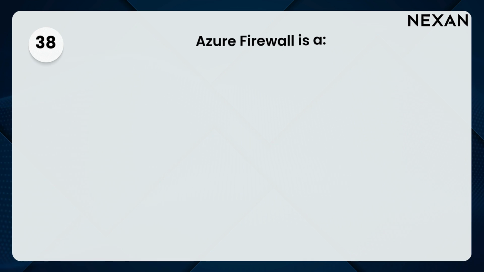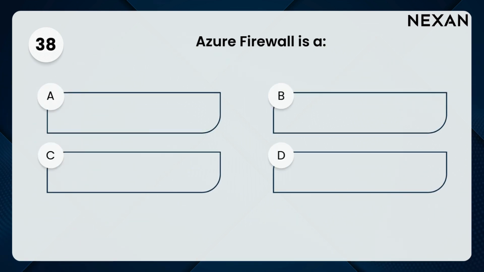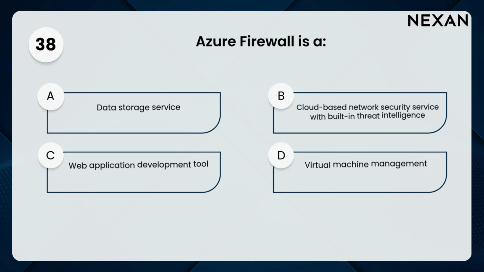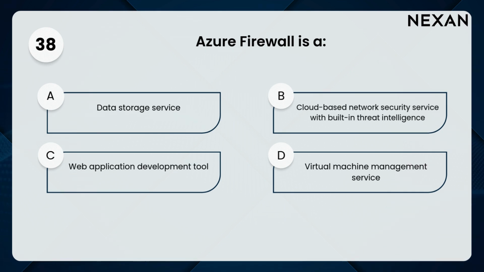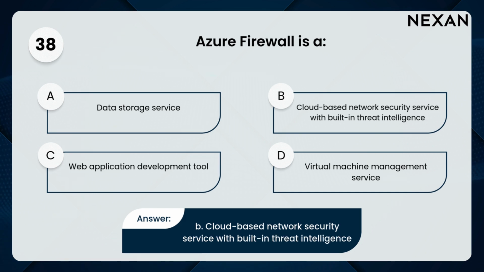38. Azure Firewall is A. A data storage service. B. Cloud-based network security service with built-in threat intelligence. C. Web application development tool. D. Virtual machine management service. Answer. B. Cloud-based network security service with built-in threat intelligence.